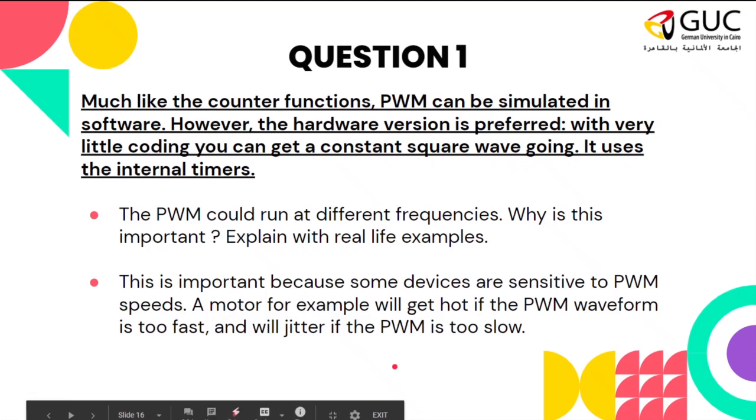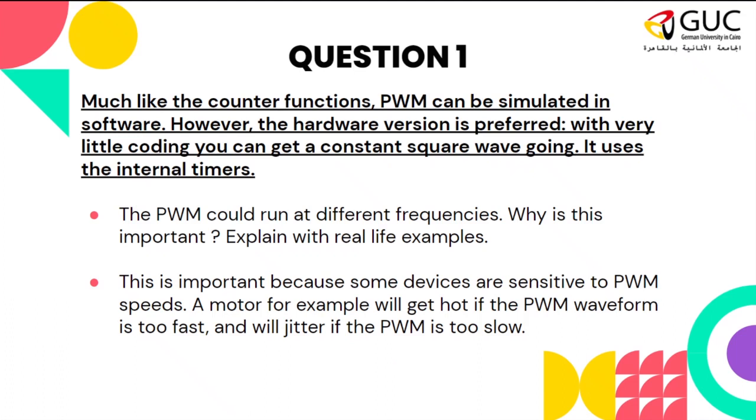Having different frequencies is important because some devices are sensitive to PWM speeds. A motor, for example, will get hot if the PWM waveform is too fast. It is changing from 0 to 1, 0 to 1, 0 to 1, very, very fast. It might burn, or it will jitter and lag, if the PWM is too slow, like 0.025 hertz, which is one cycle per many seconds. This is very, very slow. The motor would lag, and it would not function the way that we wanted it to function.